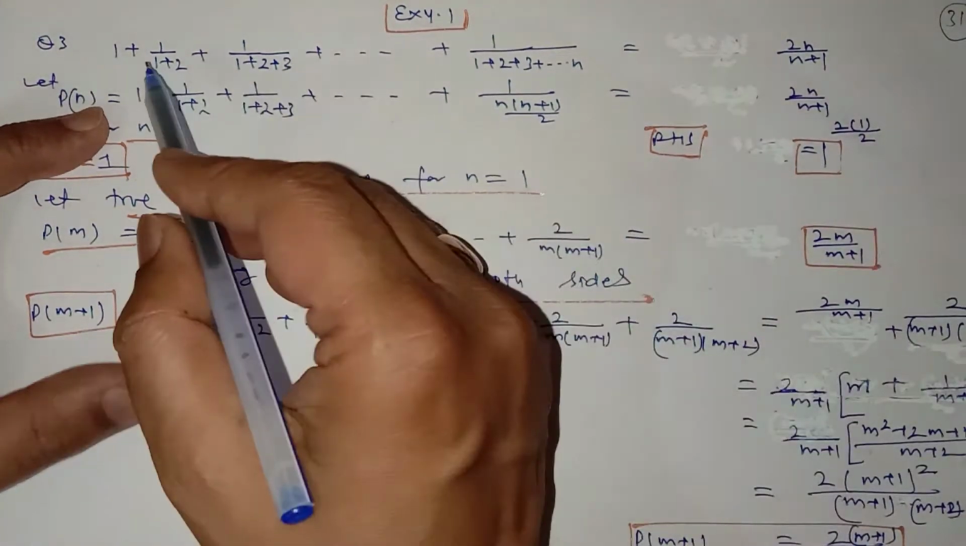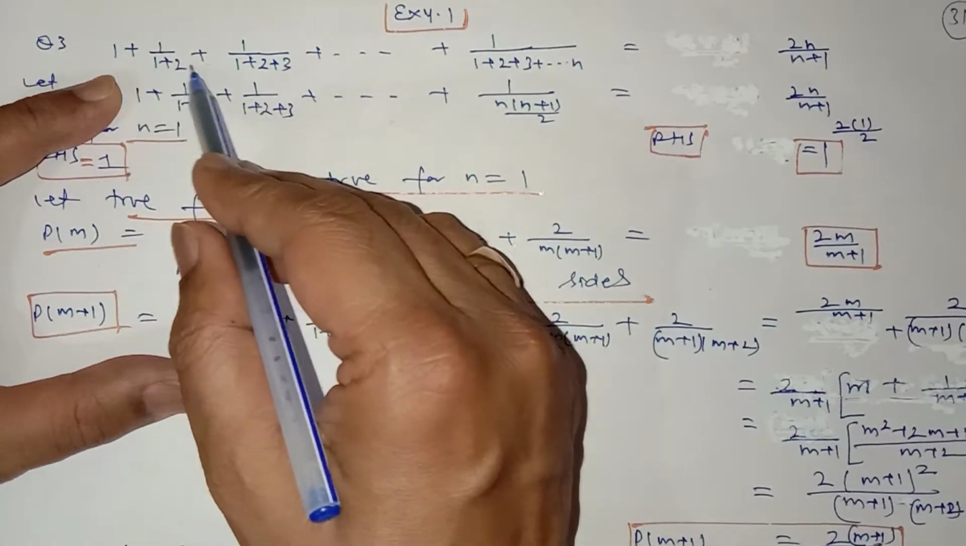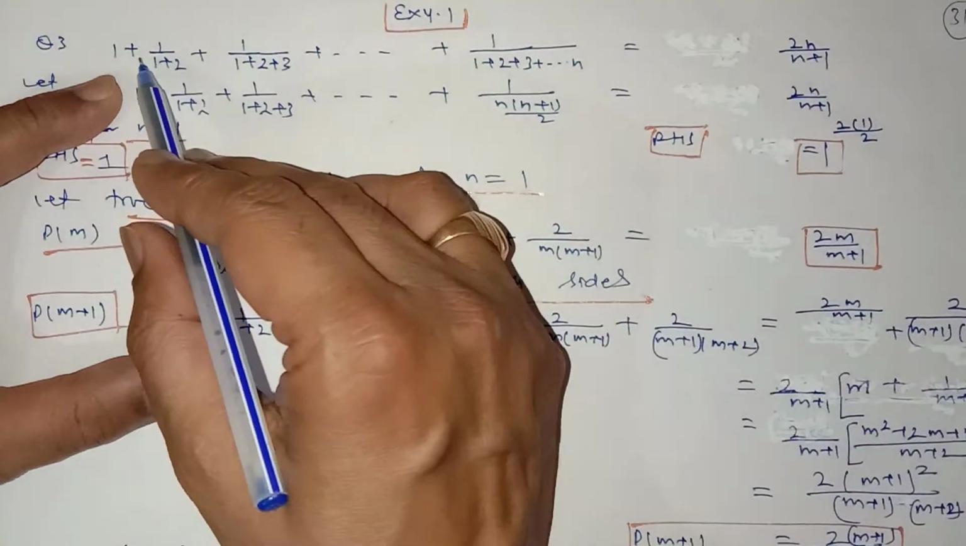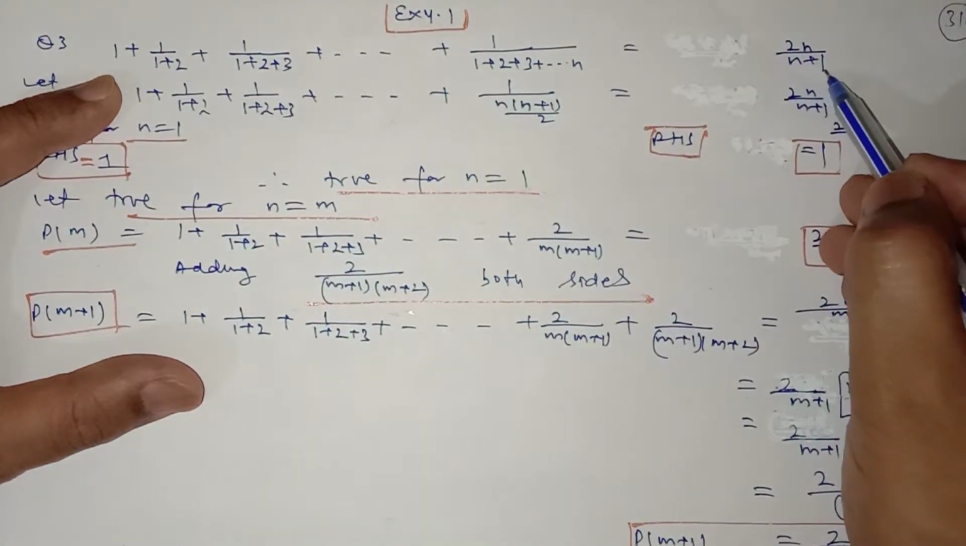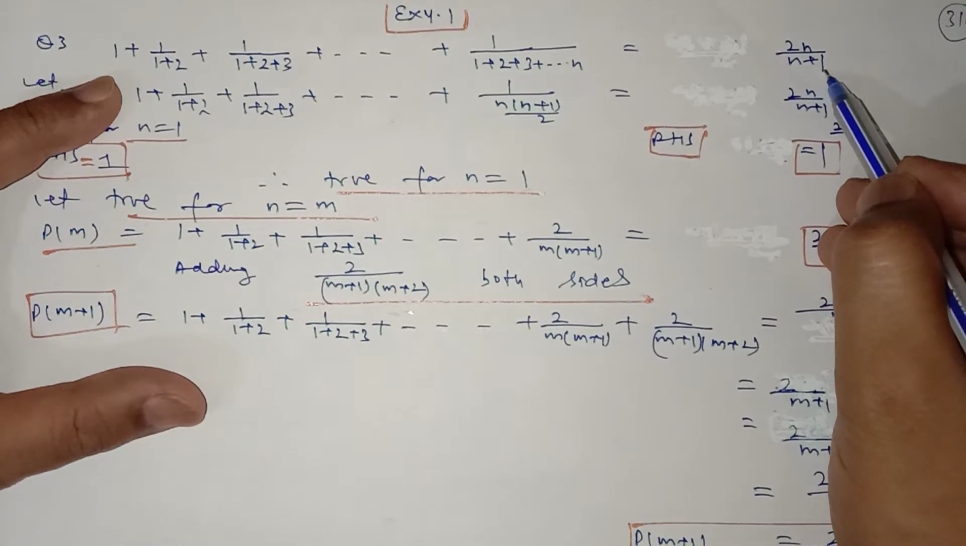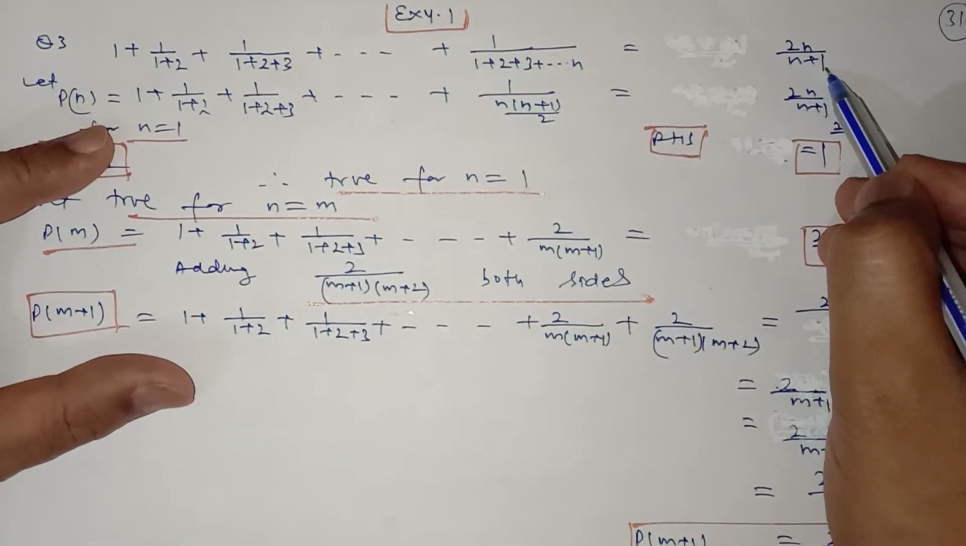As usual, this statement is given, and in this statement we have the sum of these terms, which is equal to 2n upon n plus 1. You have to prove that it is true for all natural numbers by the principle of mathematical induction.